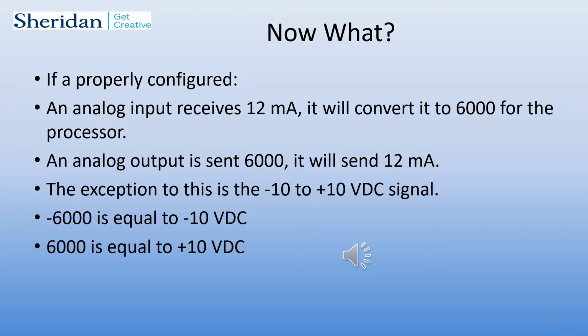The exception to all these is the signal that goes from minus 10 to plus 10 volts DC, and that actually operates between minus 6,000 and plus 6,000. But we're not going to discuss that in our course here.